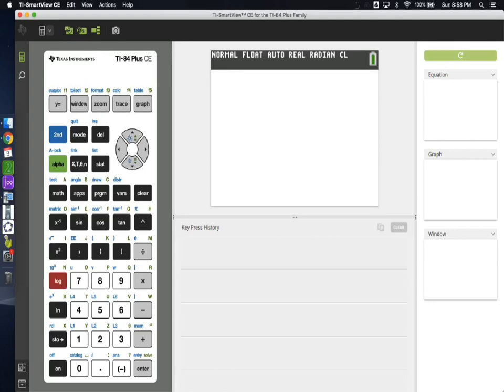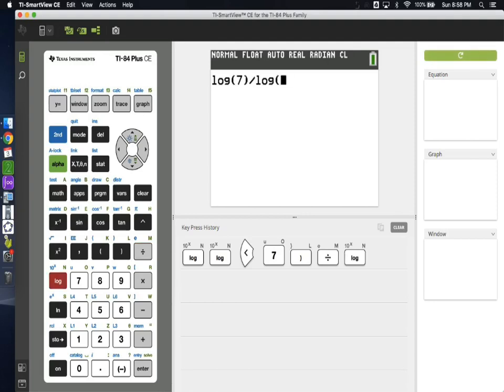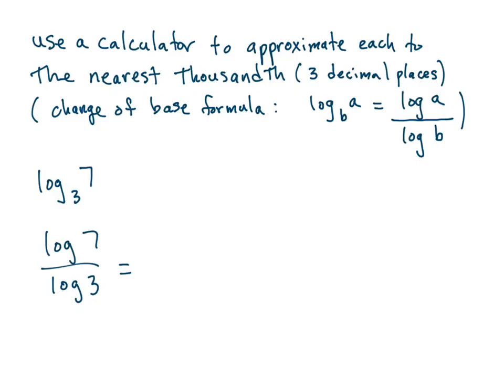We're going to go log of 7, divide that by log of 3. Make sure that you close out that parenthesis after the first log, otherwise you won't get the right answer. So we're going to go log base 10 of 7, and then divide that by log base 10 of 3, and looks like we get 1.7712. So if I go back to this, that should be my answer for that, 1.771.